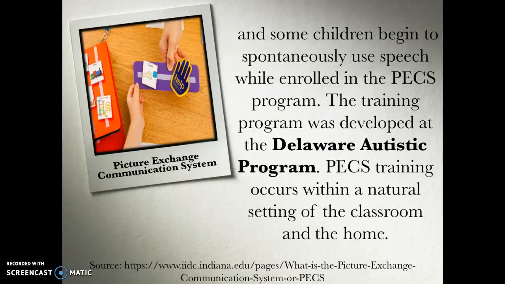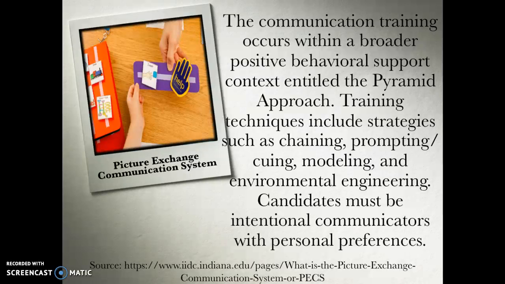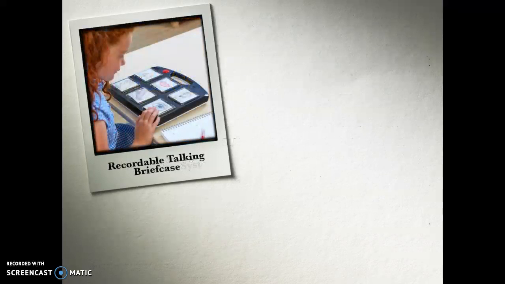PECS training occurs within a natural setting of the classroom and the home. The communication training occurs within a broader positive behavioral support context entitled the Pyramid Approach. Training techniques include strategies such as chaining, prompting and cueing, modeling, and environmental engineering. Candidates must be intentional communicators with personal preferences.